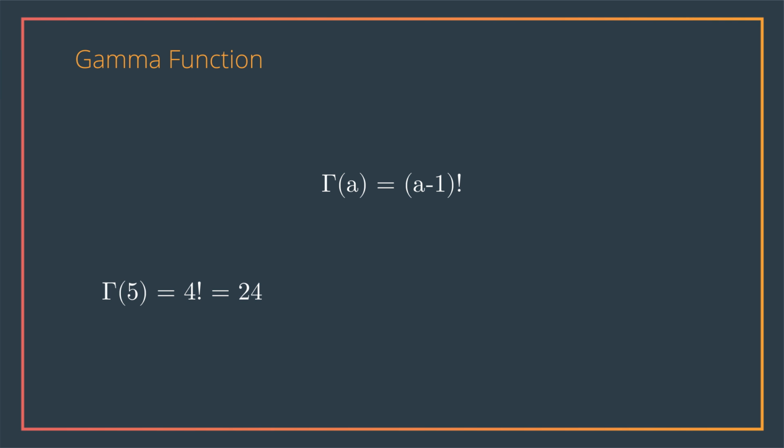If you haven't seen the gamma function, think of it as a continuous version of the factorial function. In this case, if A is an integer, then gamma of A is A minus 1 factorial. For example, gamma of 5 is 4 factorial, which is 24, and gamma of 6 is 5 factorial, which is 120. But the interesting thing about the gamma function is that it also takes values in between, so we can define things like gamma of 5.5, and it'll be something between 24 and 120.